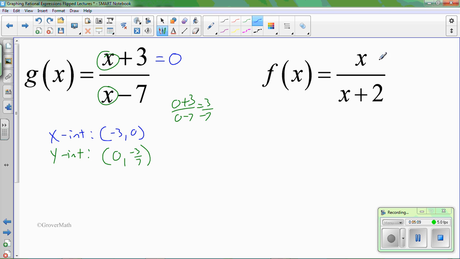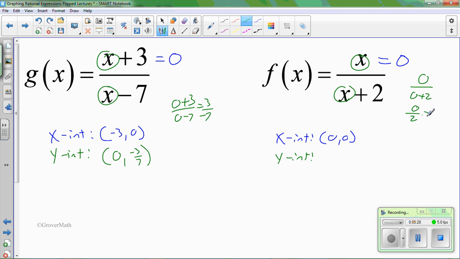Second example, to the right, there's nothing really to do up top. x equals 0, so your x-intercept is 0, comma 0. And your y-intercept, replacing x with 0, you end up with 0 over 0 plus 2, which is 0 over 2, and 0 on top of anything is just 0. So you get 0, comma 0.